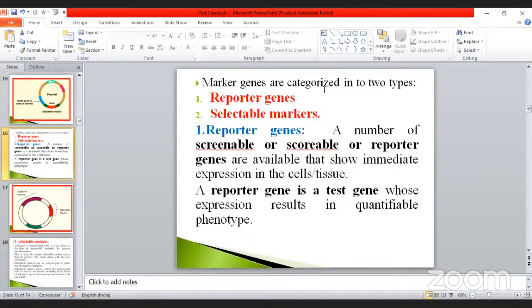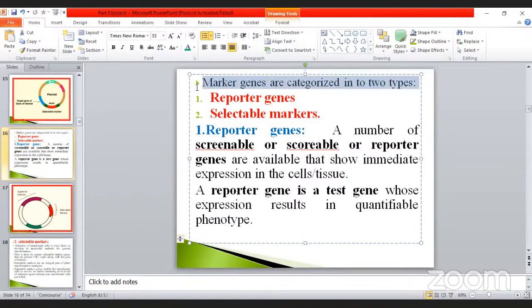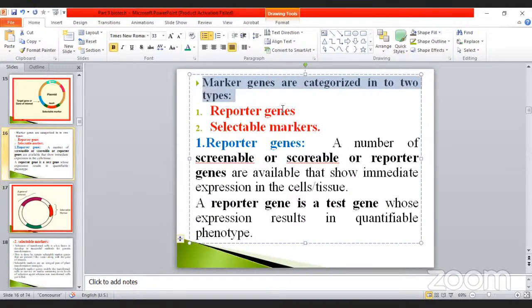Marker genes are categorized into two types. The marker genes are further divided into two types according to their usage. One is called reporter genes, and another one is called a selectable marker. First, we are going to see the reporter genes.